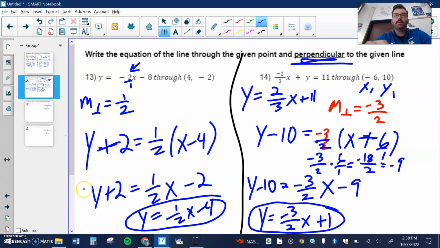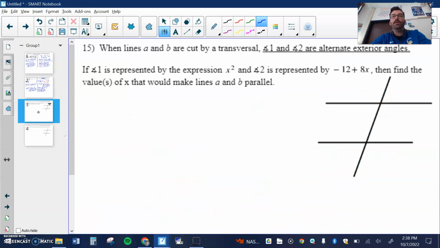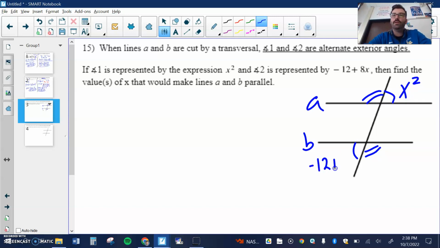That's a negative. All right, two more. Two more and then I'm out of here. I'll be done with this problem. A and B are lines cut by a transversal. Here's A, here's B. 1 and 2 are alternate exterior angles. So I could throw 1 and 2 here and here, or here and here. Those are my only options. Since we did it on the answer key like this, I'll put it there, and negative 12 plus 8x here.